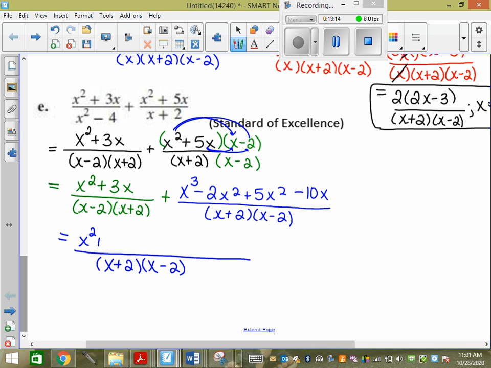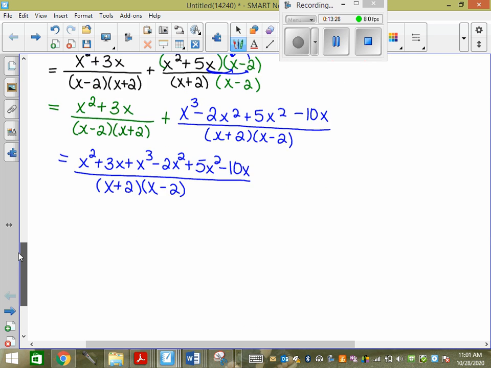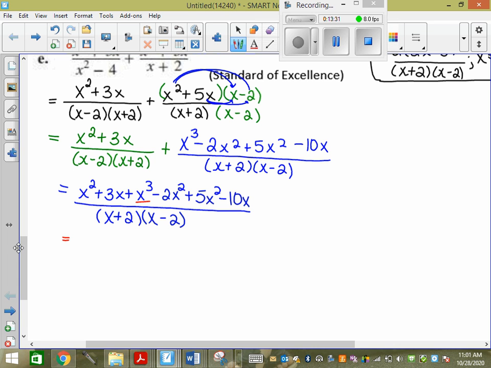So x squared plus 3x plus x cubed minus 2x squared plus 5x squared minus 10x. My next step is to collect the like terms. So x cubed comes first, there's only one of them. So I get x cubed, bless you. X squared minus 2x squared is negative x squared, plus 5x squared is 4x squared. 3x minus 10x is negative 7x, over x plus 2, x minus 2. So I've done all of my collecting like terms. I've put them all together.